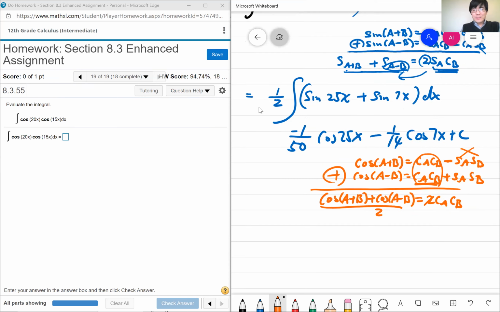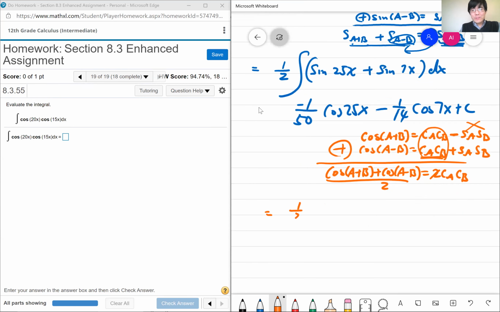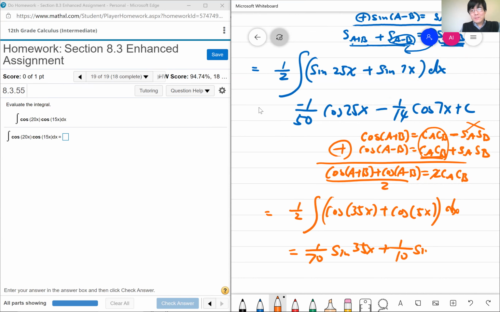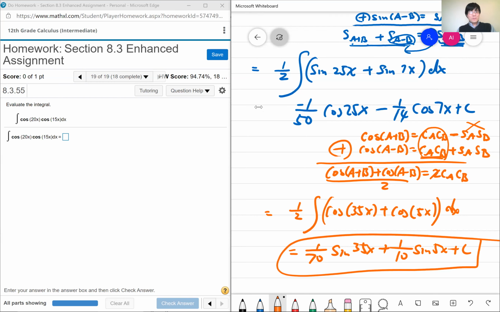So after rewriting the expression, it's going to be 1/2 times integral of cosine of 35x plus cosine of 5x. So both of them is easily integrable. So it's going to be 1/70 sine 35x plus 1/10 sine 5x plus c. Okay. So it's going to be like that.